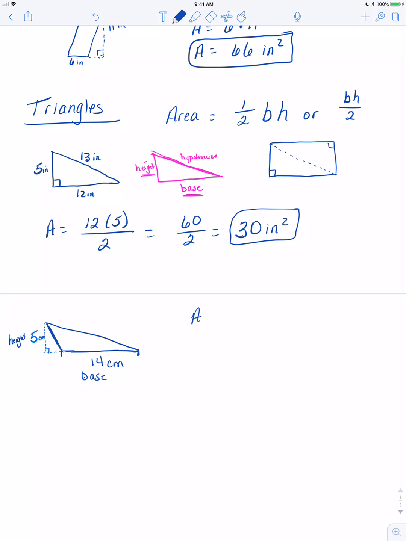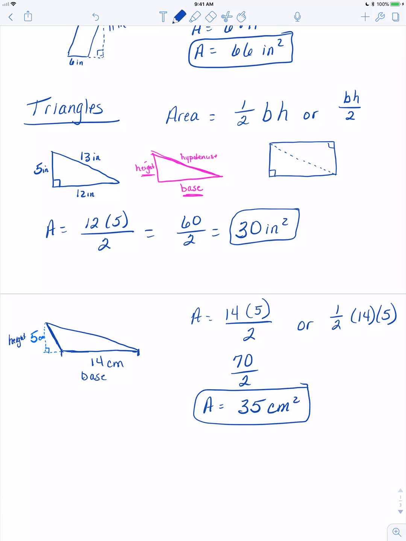Okay, so the area of this one would be 14 times 5. We can say divided by 2, or remember, you can say 1/2, then that 14 times 5. Remember, if you're using a calculator on that, 1/2 is 0.5, so you can use that. But base times height divided by 2 is really sometimes just the easier one. So that's 70 divided by 2. So the area there is 35 centimeters squared. So that's pretty easy.